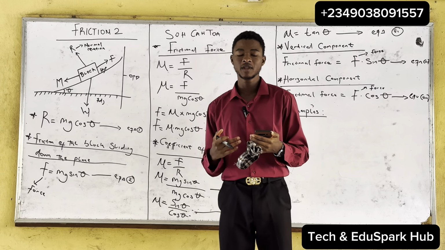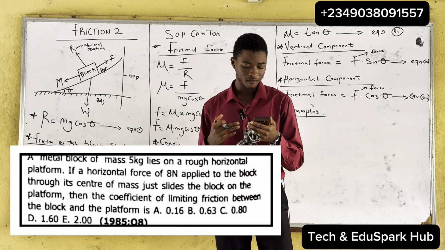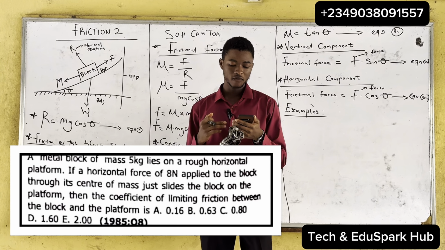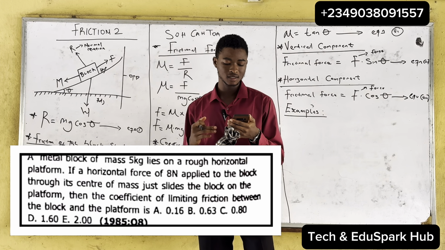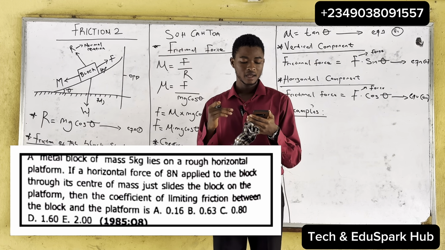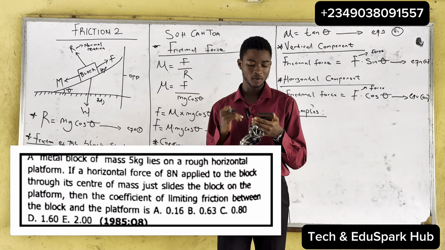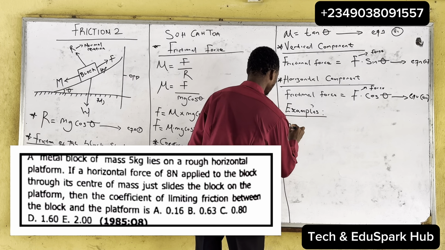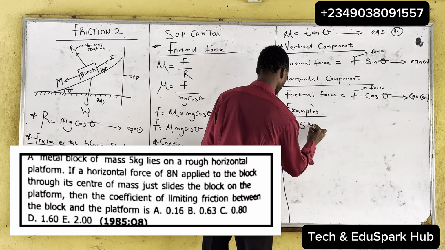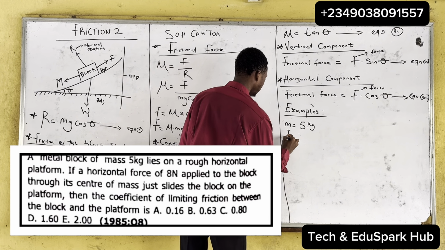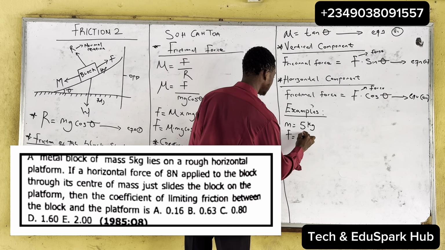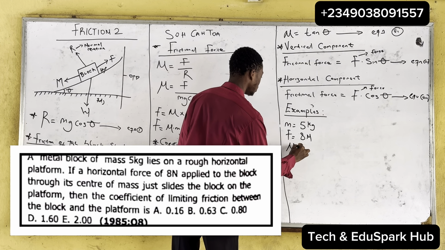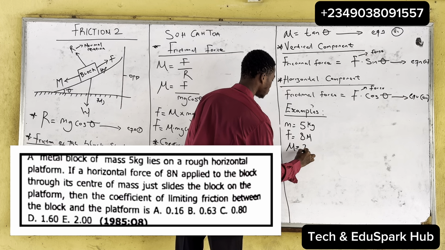Another example, as displayed on the screen, says that a metal block of mass 5 kg lies on a rough horizontal platform. If a horizontal force of 8 Newton is applied to the block through its center of mass, then the coefficient of limiting friction between the block and the platform is. So in this kind of question, we are given the mass, m, equal to 5 kilogram, and the frictional force on the horizontal floor equal to 8 Newton. And they are asking us to calculate the coefficient of static friction, which is mu. So the coefficient of static friction is unknown.